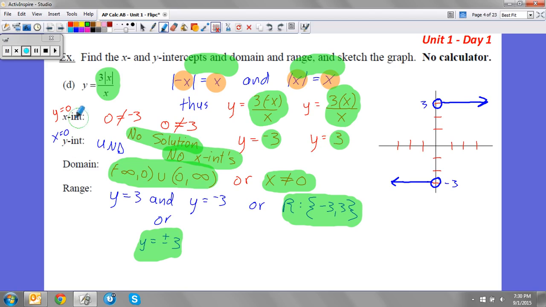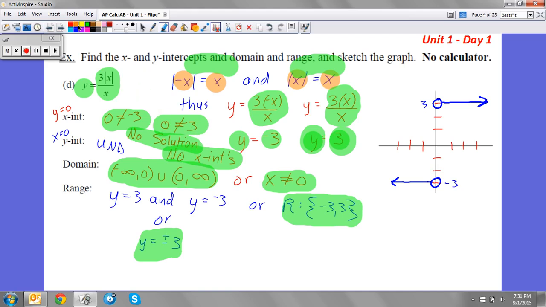X-intercept. Again, set y equal to 0. So we would set y equal to 0 here, and we're doing it over here. So 0 is never equal to negative 3, nor is 0 right here ever equal to positive 3. Because of that, you'll have no solutions. There aren't any x's that you can solve for. Okay?